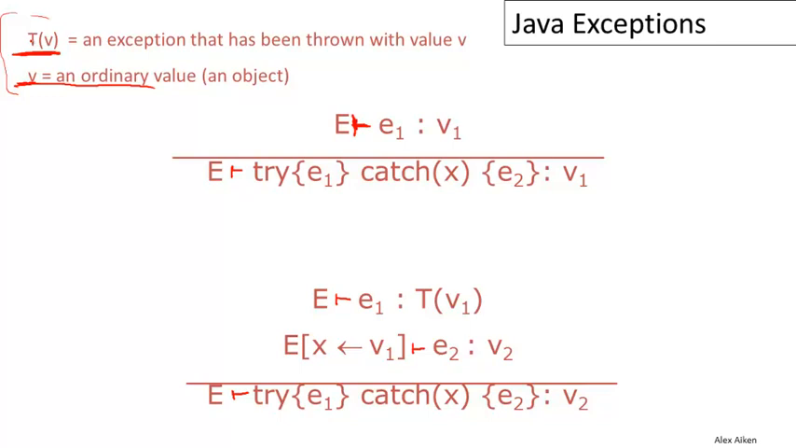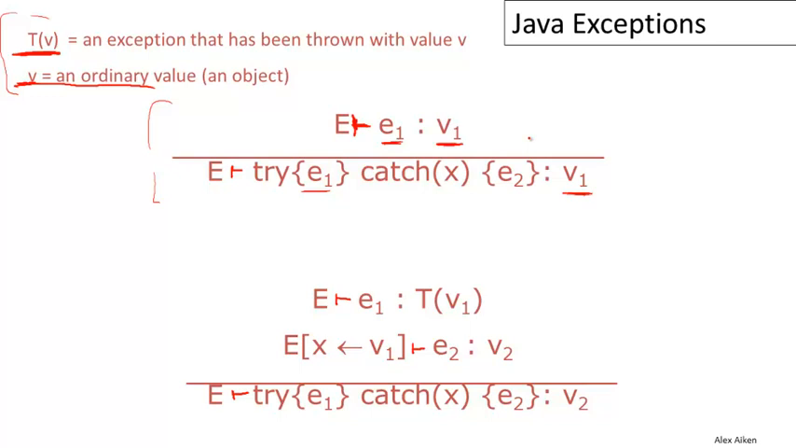Let's take a look at some of the operational rules for the exception constructs. Here's one rule for a try-catch block. What this rule says is that if an expression evaluates to an ordinary value, if it doesn't throw an exception, then the result of the try-catch block is just that value. The way a try-catch block works is you evaluate the expression in the try block. If that terminates normally with a value, then the result of the whole expression is just that value.